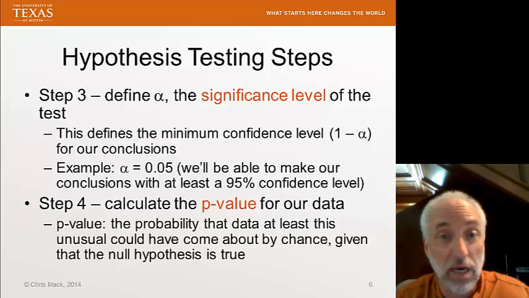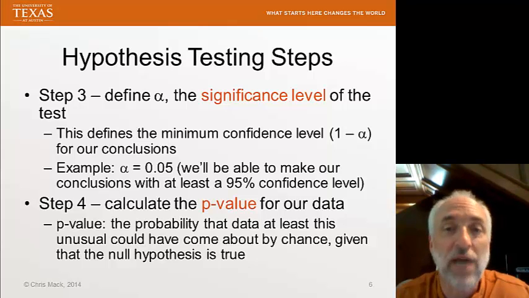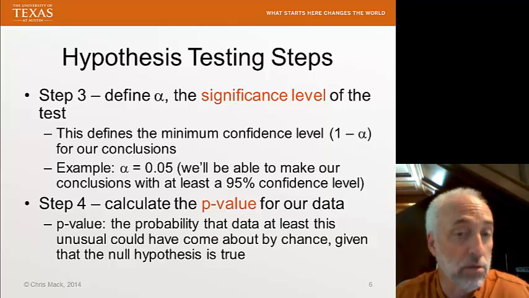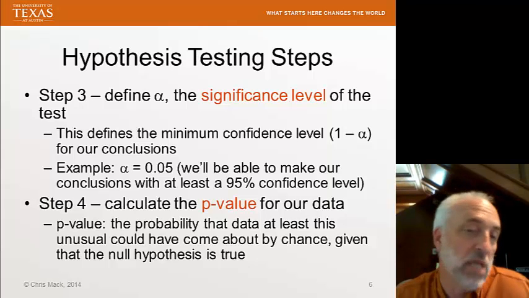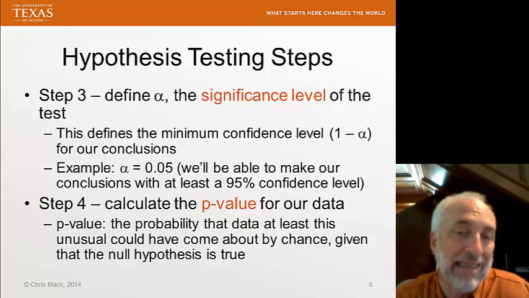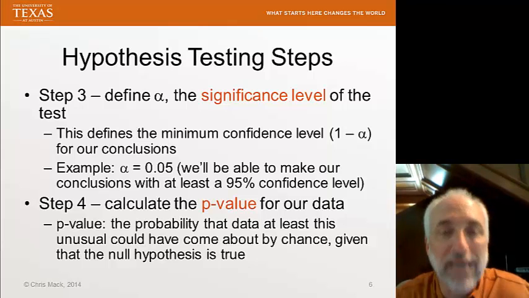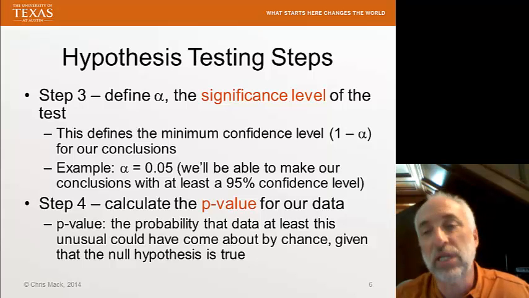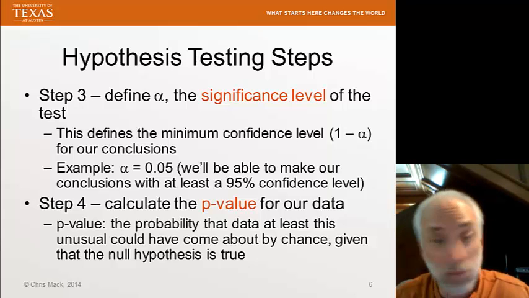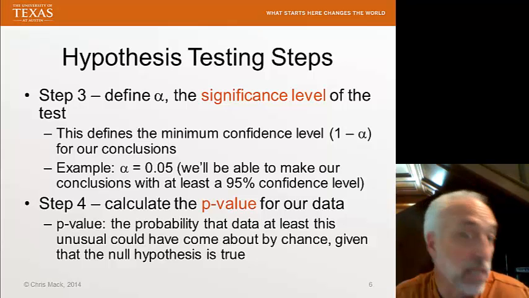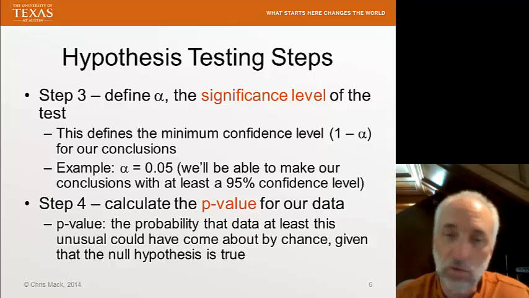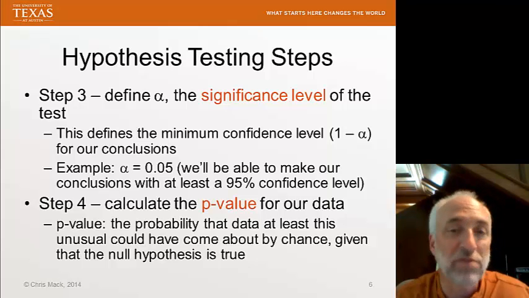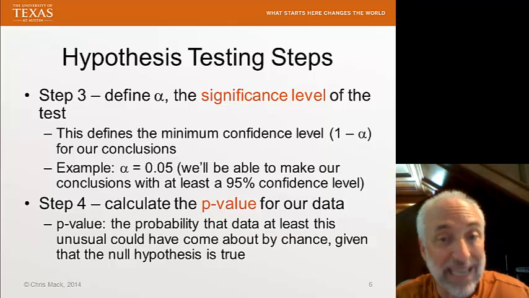If we pick a value of alpha, we'll have a confidence level of 1 minus alpha. And this defines the minimum confidence level for our conclusions. So if we say alpha is 0.05, then we'll make our conclusions about the test with at least a 95% confidence level. So we pick the value of alpha that is appropriate for our problem. And again, there's no mathematics, there's no theory that says that alpha should be one value or another. This is problem and context dependent.